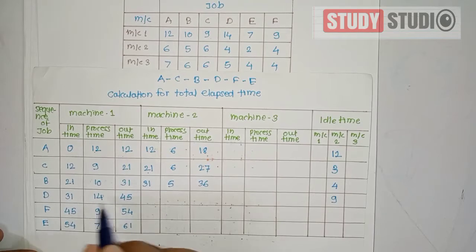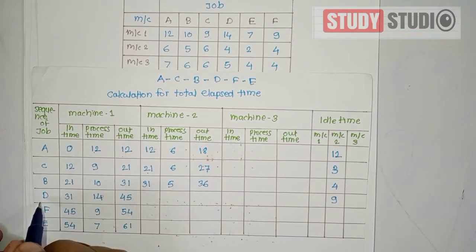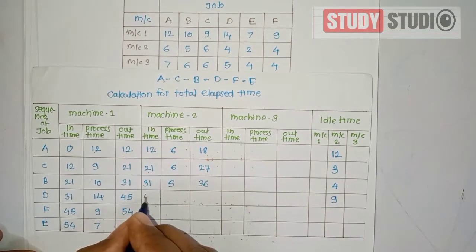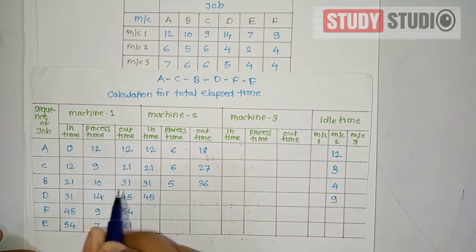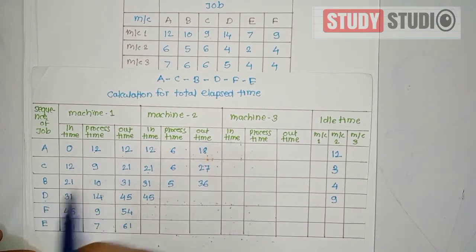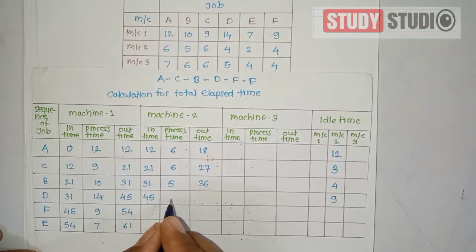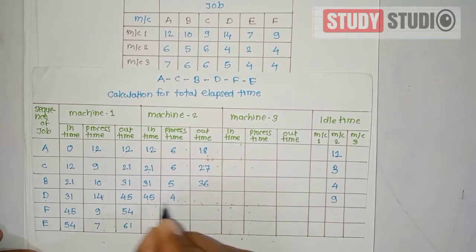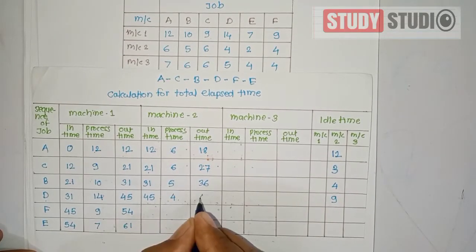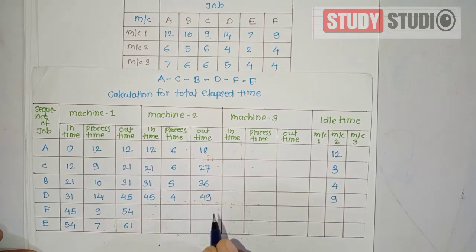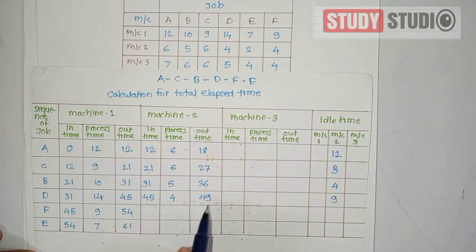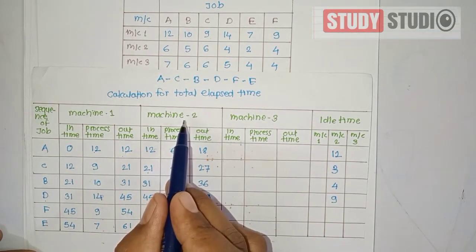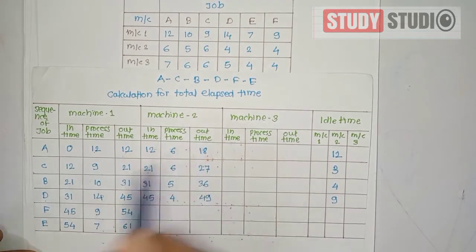So in time of job D on machine 2 will be 45 hours. Process time of job D on machine 2 is 4 hours. So write down 4 here. So out time will be 45 plus 4, that is 49 hours. Again this 49 is less compared with this 54. So it means machine 2 has to wait again for some time till job F comes to machine 2.